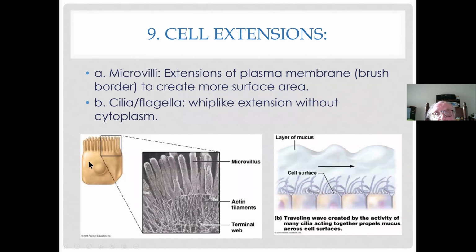We have cell extensions too, okay? These are microvilli. Microvilli, what they do, this could be part of the intestine. If you didn't have any microvilli, you'd have just this cell surface that you wanted to absorb nutrients with. Well, if we add a whole bunch of these, we increase the surface area by a huge amount. And this gives us the ability to have more absorption area if we're talking about the lining of the GI system, okay?